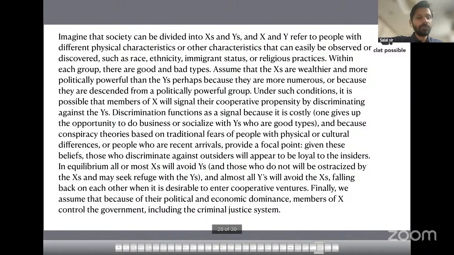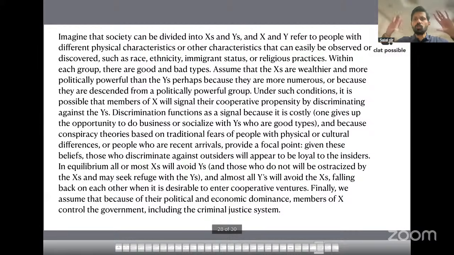Okay, so very quickly, let's go through the passage once together, and then we'll move on to the questions. So it says, imagine that society can be divided into X's and Y's. X and Y refer to people with different physical characteristics or other characteristics that can easily be observed or discovered, such as race, ethnicity, immigrant status, or religious practices.